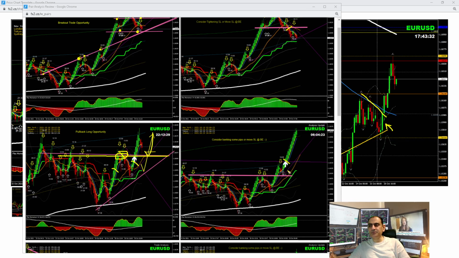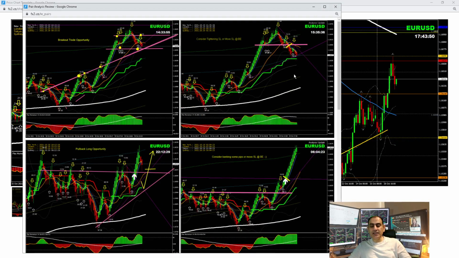After the breakout, we had a beautiful pullback long trade at the Asian session. As soon as the price hit the weekly resistance level, that's what we explained to traders, it's time to bank some profit. So we had such a nice, beautiful long trade based on the 4 hour price action.